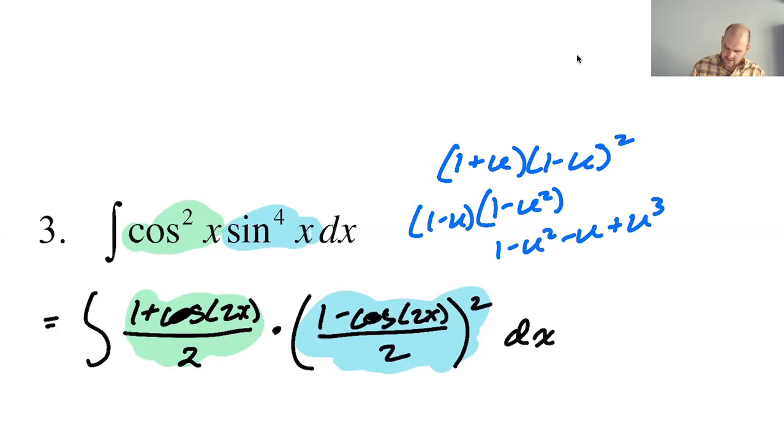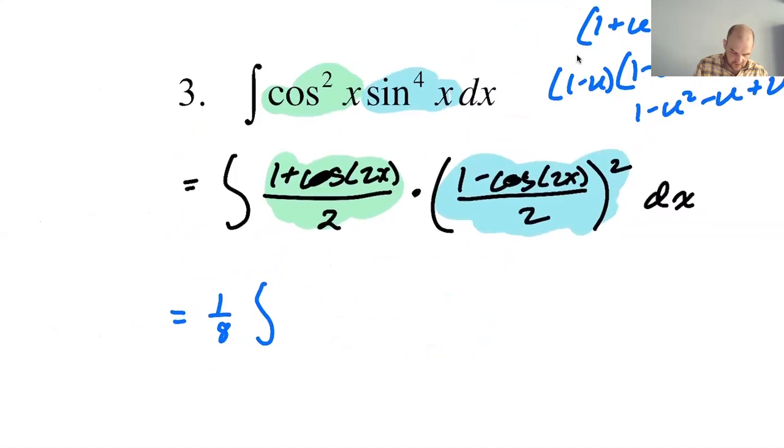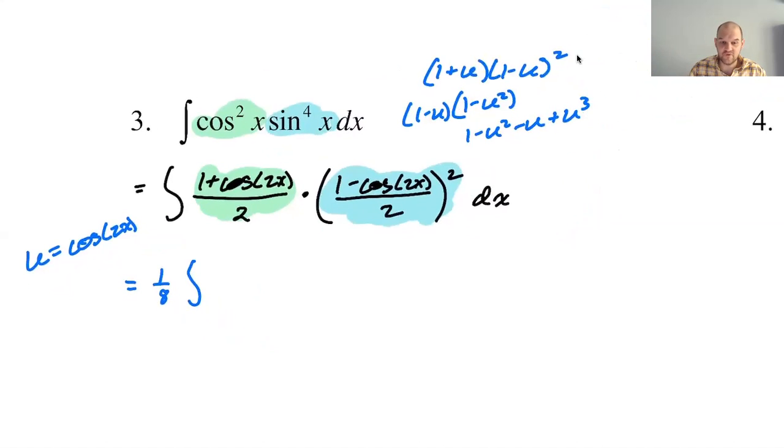That's weird. Is that right? 1 minus u squared minus u plus u cubed. Okay, I guess so. So at this point, we have 1/8 the integral. Let's just say u equals cosine of 2x. So I'm not integrating yet. I'm just rewriting this thing. Which, oh no, I can't even do that. Oh crud. All right, so let's not do that.